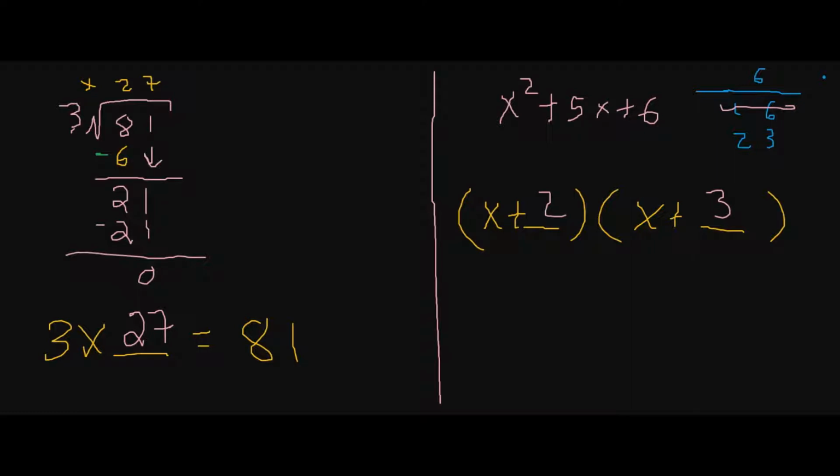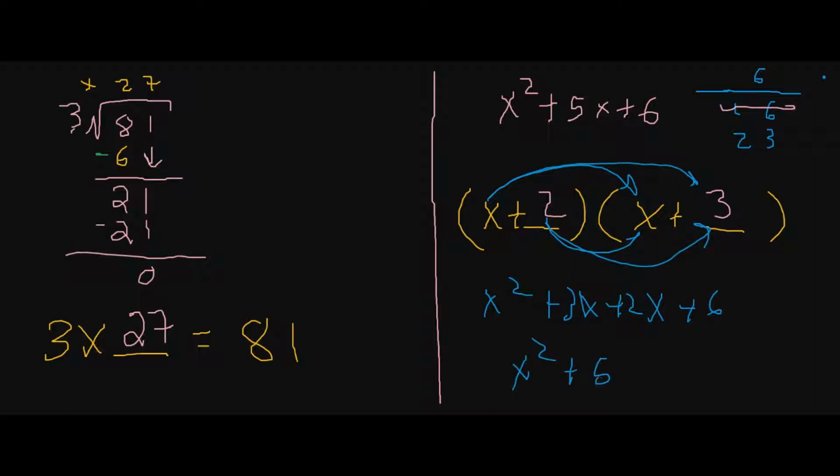And if you want to, we can verify this. X times x is going to give me x squared. X times 3 is going to give me 3x. 2 times x is going to give me 2x. And then 2 times 3 is going to give me 6. We're going to get x squared plus 5x plus 6 because we're adding 3x plus 2x. So you can see that is our final factored form equation.